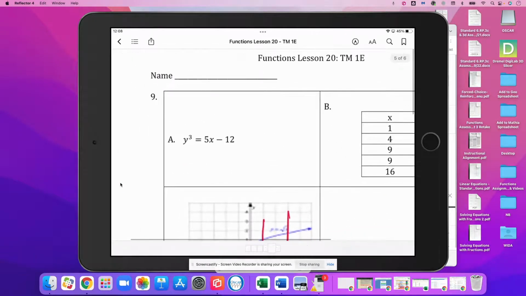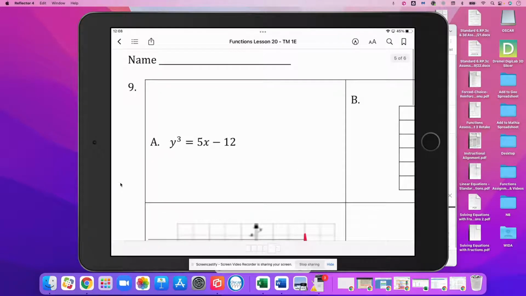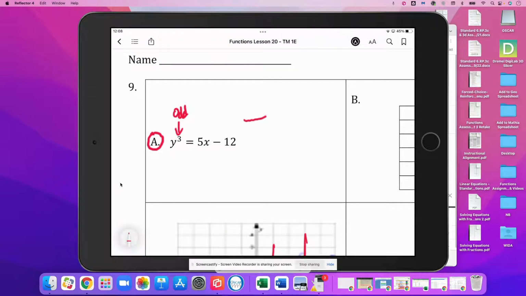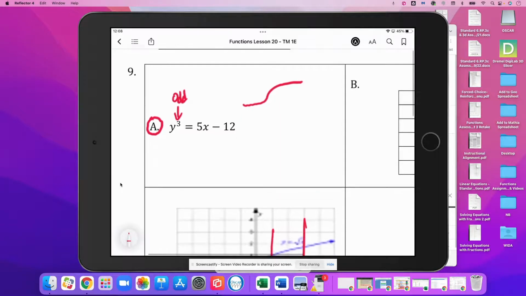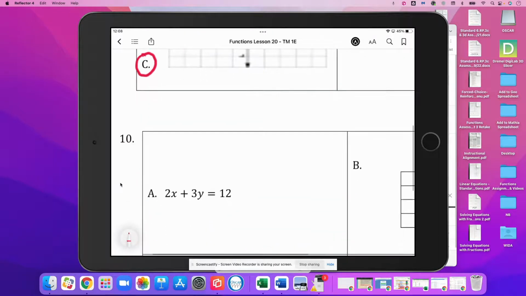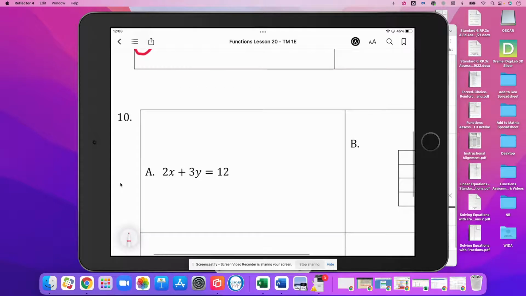Okay. So here we have a y cubed, and again, if something funky is happening to y, most of the time it's not going to be a function. But if this exponent right here is odd, then it is going to be a function. So yes, this is a function. And like we saw earlier, it would look something like that. Okay. And then down here, nothing funky is happening to y. So obviously, it's a function.